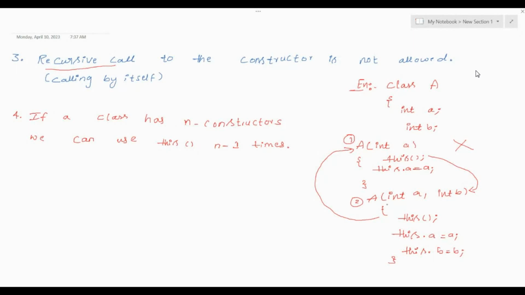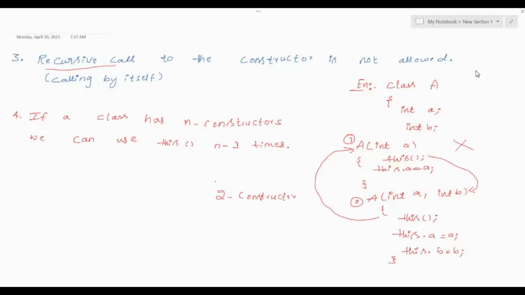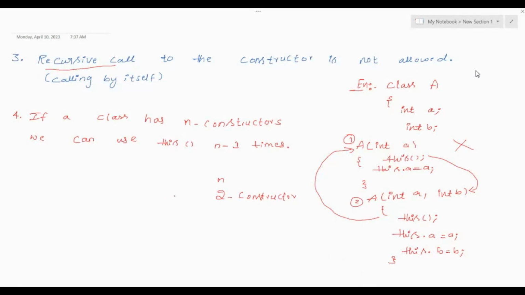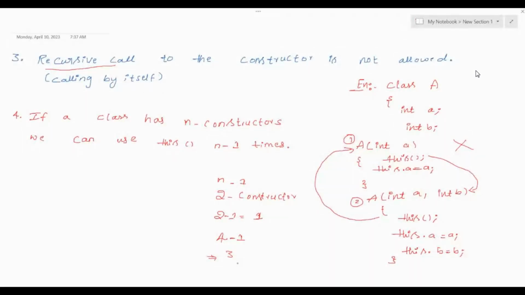So that means in this class we have created two constructors. So how many times we have to use this call statement? N is 2 here. So one time. So 2 minus 1, one time. So n minus 1. Like that, if we have created 3 or 4 constructors, then for a class having 4 constructors it means 4 minus 1 times. That means 3 times we have to use this call statement.